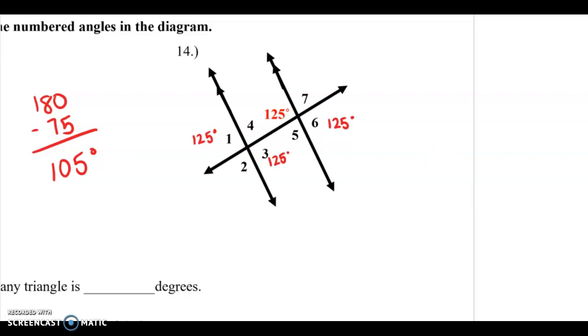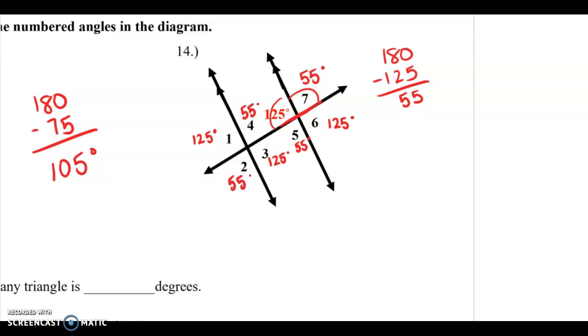And to figure out my other angles, I've got a straight line here that's made up of these two angles. So if I do 180 minus 125, that's going to give me what, 55? Right, 55, yep, 55 degrees. So this angle is going to be 55, and this angle is going to be 55, and this angle, and this angle.